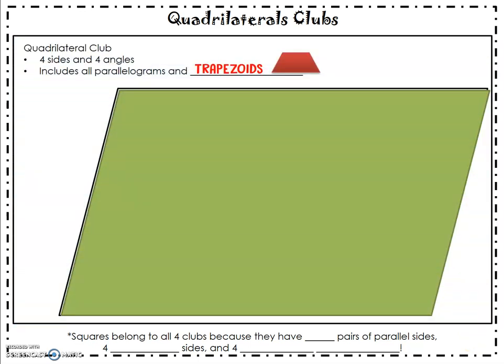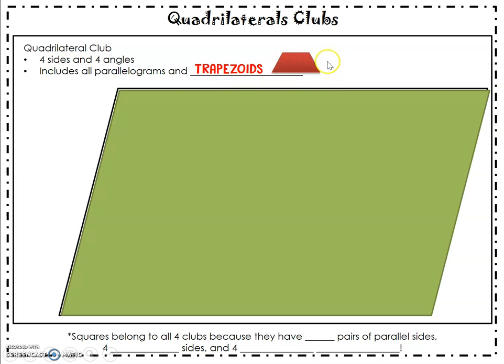So the first rule that any four-sided shape has to have is that it must have four sides and four angles. In order to be called a quadrilateral, these two things need to be true. But there are also more specific types of quadrilaterals that follow different rules. The next most specific type is the parallelogram, which we'll talk about in a second, and the trapezoid.